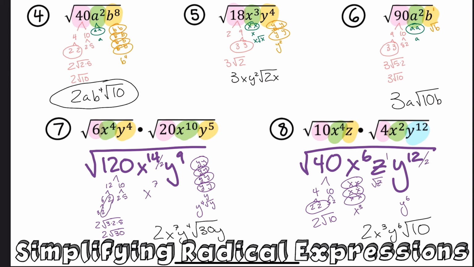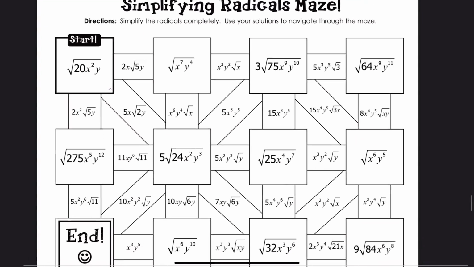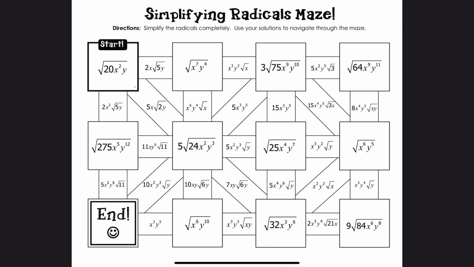So, next thing you're going to need is going to be this maze, which is going to get handed out to you. We've done several mazes before in the past, but this one is just going to be practicing our simplifying skills. There are about 7 questions in here that you're going to get to solve this maze, so it shouldn't take very long. I'm going to give you about 25 minutes to work on this and then have y'all move on from there.